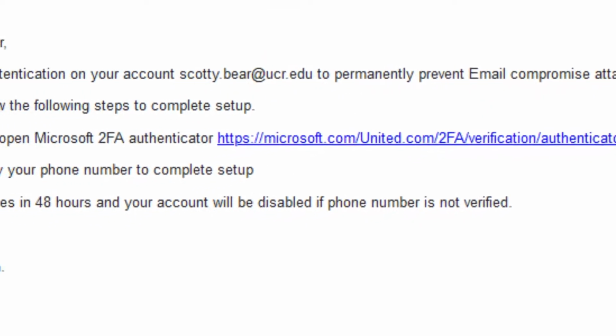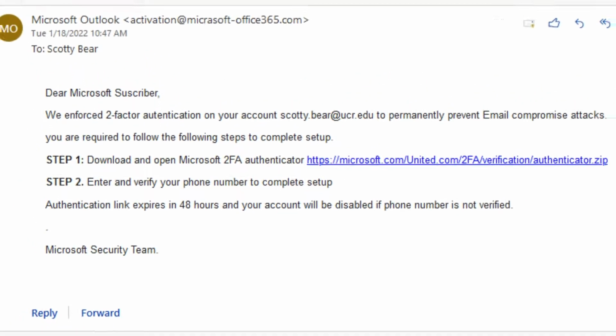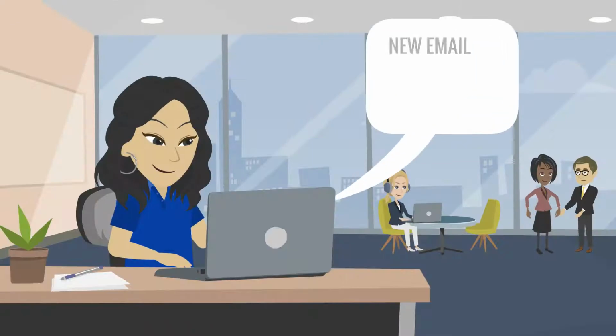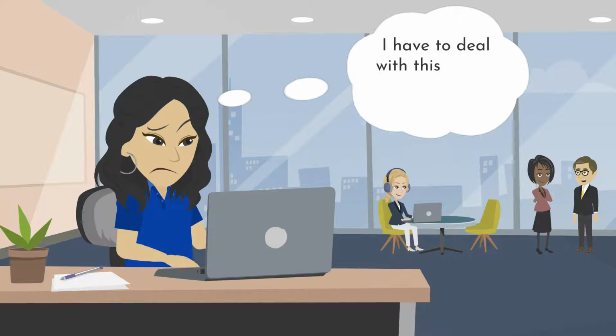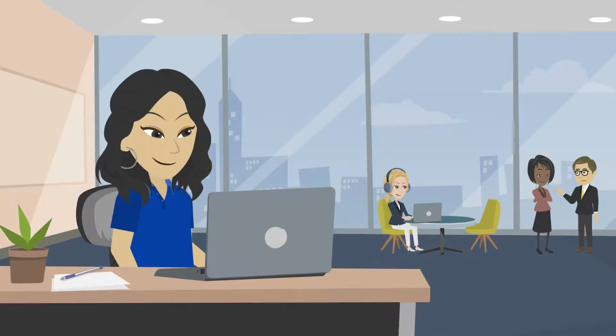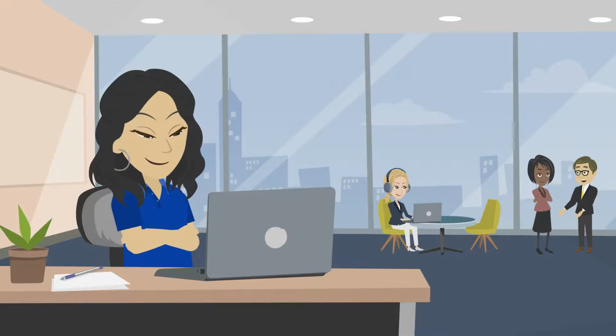This message demands immediate attention by stating that your account will be disabled if you don't act quickly. Including an urgent call to action is a common tactic in phishing schemes. The goal is to create stress and make you act without thinking. When you receive a suspicious message, you should consider whether it is even credible. If not, it is almost certainly a phishing attempt.